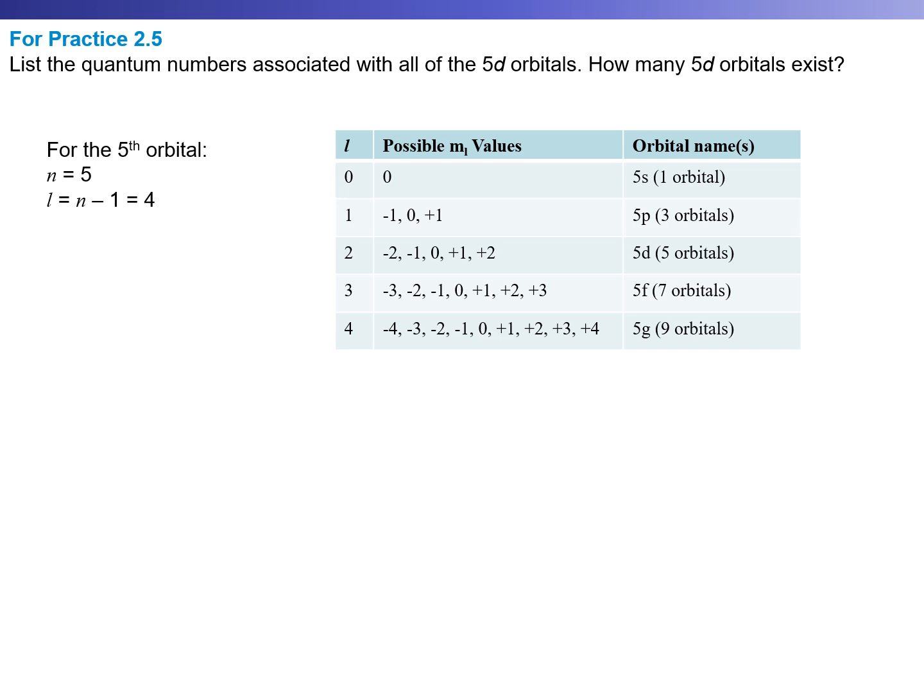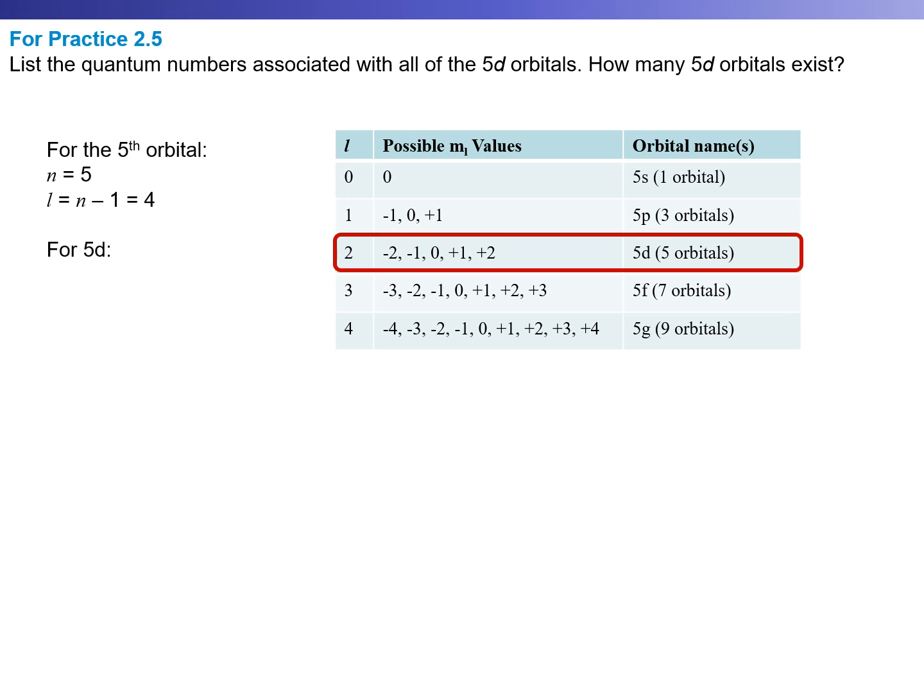But our question isn't asking us about all of that. I just went through the exercise to show you how it's done. Our question is asking us specifically about the d orbital. And so our answer would be that for the 5d, our quantum numbers would be n is equal to 5 because it's in the 5th principal level, our L would still be equal to 2. Our possible magnetic number values are listed for you: -2, -1, 0, +1, +2, and it would have 5 orbitals.